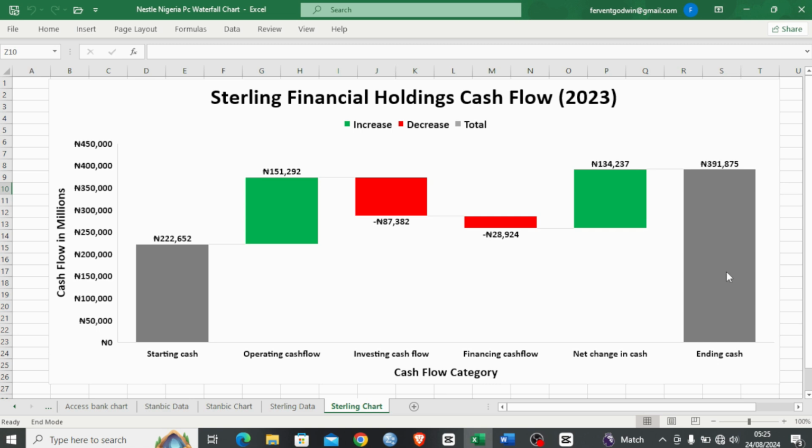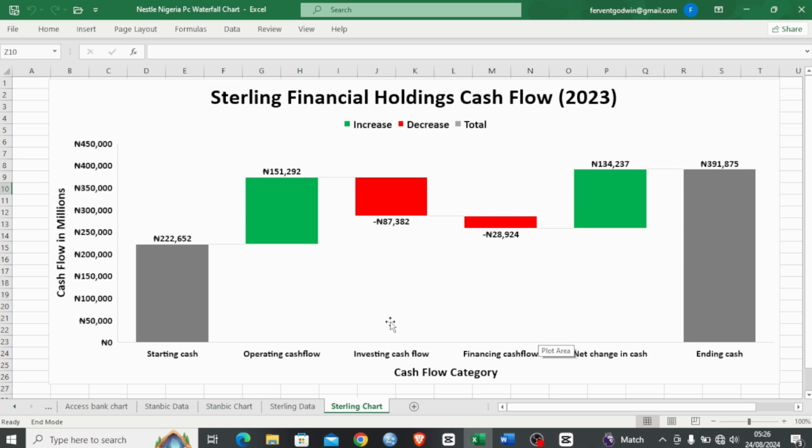This starting cash total that we have here, which is 222 billion naira, is talking about how much they are starting the year with, how much cash was at hand. The starting cash for the year was 222 billion naira, and then for the ending cash they were ending with 391 billion naira. So we could see the difference between these two here.